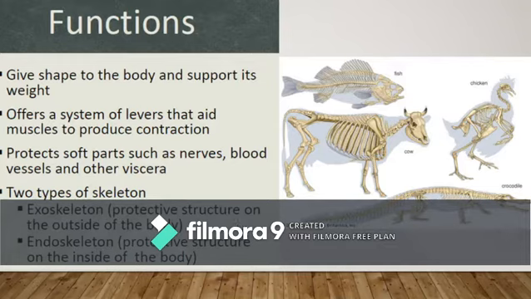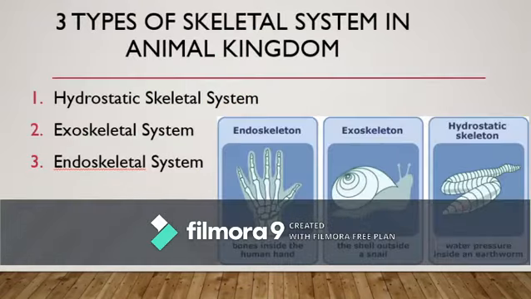But in the animal kingdom, actually we have the third type. We have the hydrostatic skeletal system. Mostly found in invertebrates, lower invertebrates like the sponges, cnidarians, and annelids. So, the hydrostatic skeletal system was made up of water, and the water exerted a pressure that gives shape to the animal.